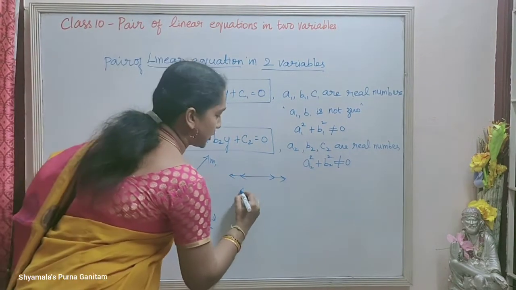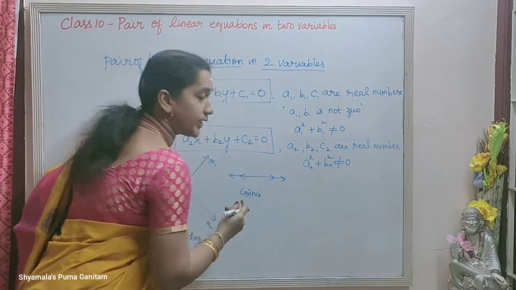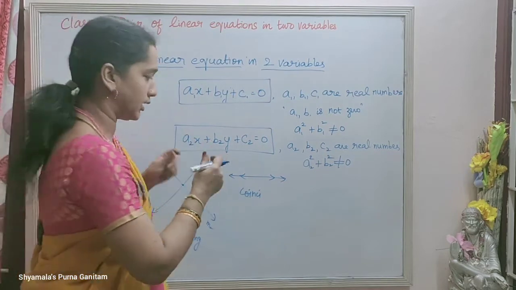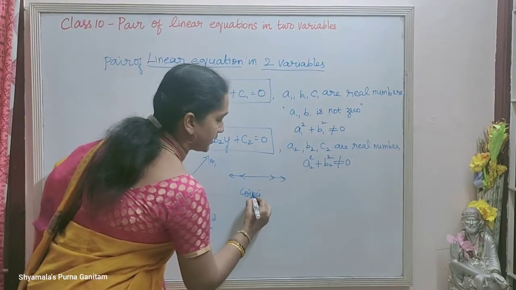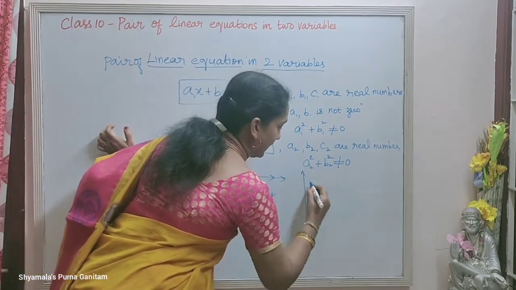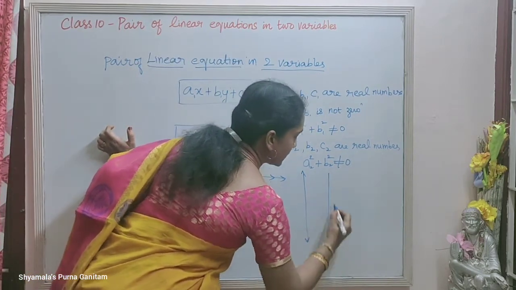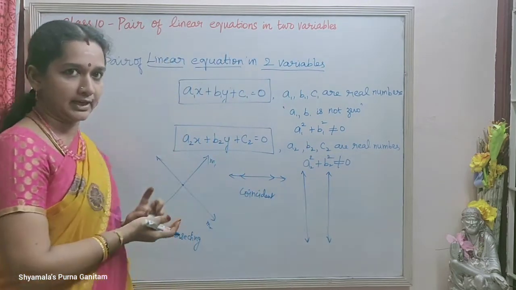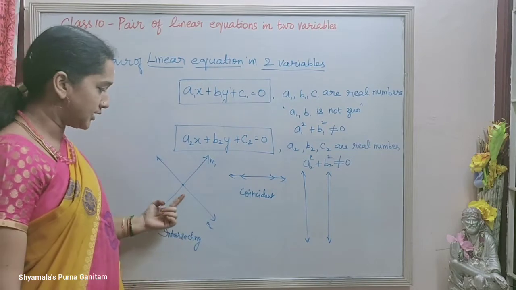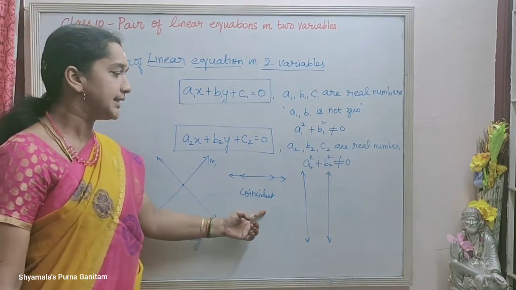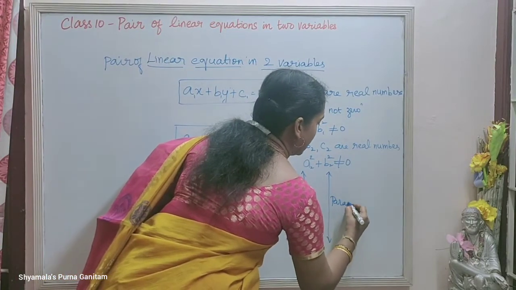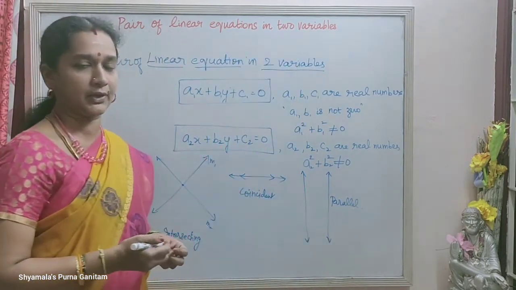Intersecting lines. The other one is coincident lines. Coincident means overlapping. One line will be overlapping with the other one. So that is coincident lines. The other one is parallel lines. So you will get three types of lines when you find the solution of the pair of linear equations. The first is intersecting lines, the next one is coincident lines, and the next one is parallel lines.